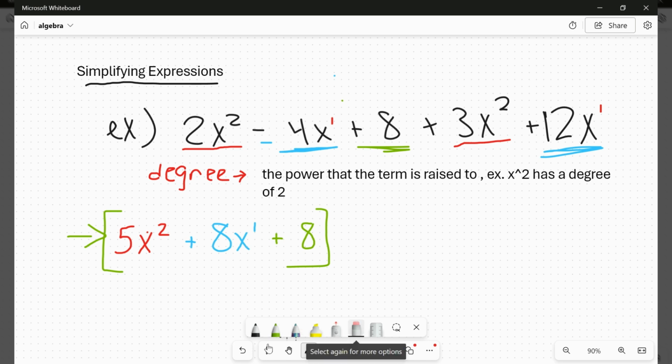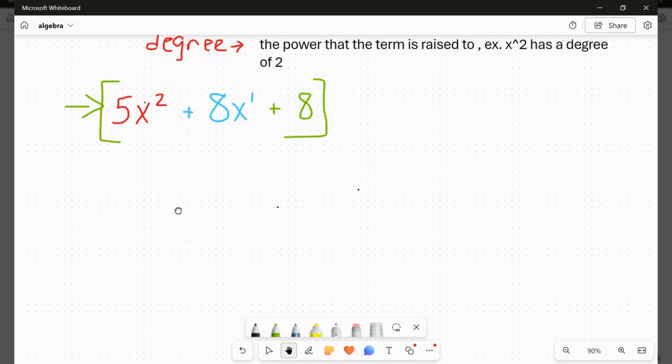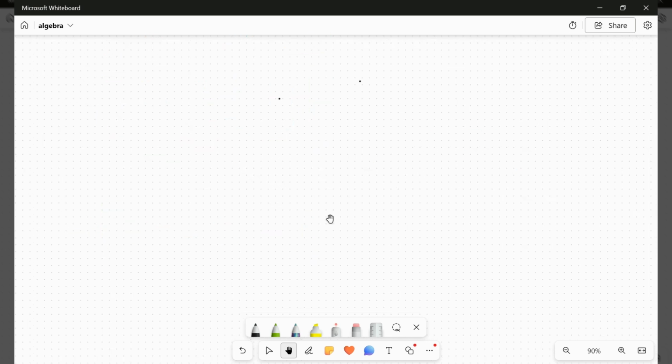Quickly, we can go through one or two more examples just to nail it home, maybe add a second step into it. Okay, example 2.